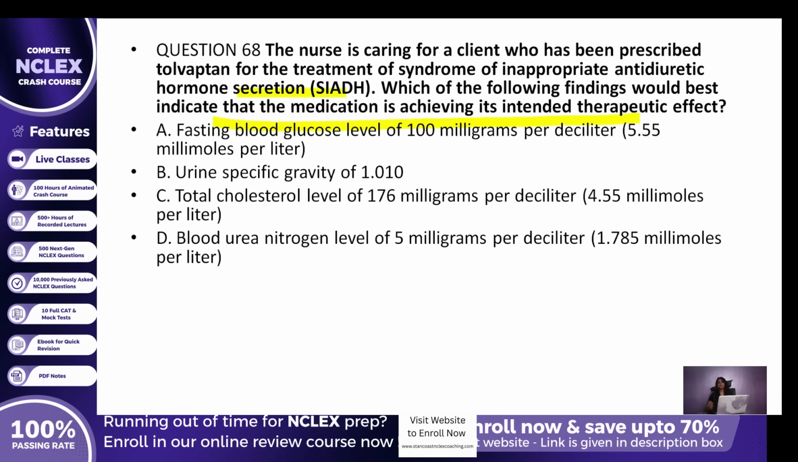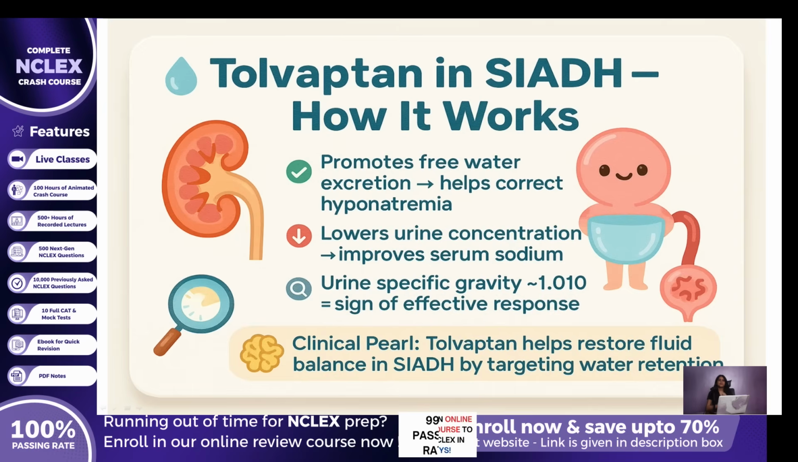The correct answer is option B, urine-specific gravity of 1.010. Tolvaptan promotes excretion of free water in SIADH, which helps normalize serum sodium and dilute concentrated urine. A urine-specific gravity of 1.010 shows improved water balance and indicates that the drug is working as intended.